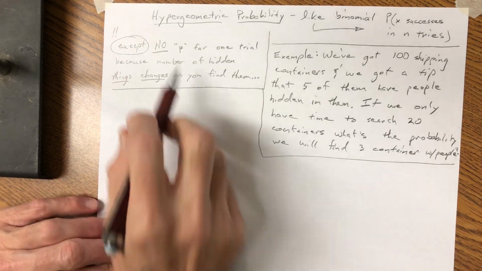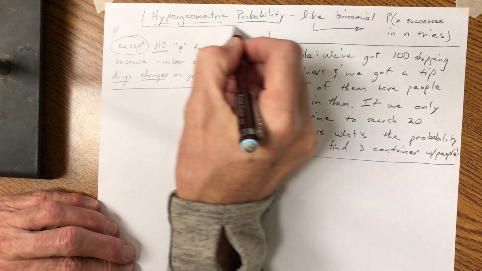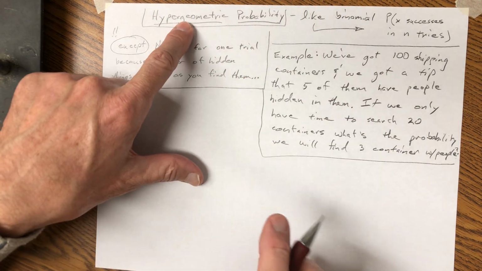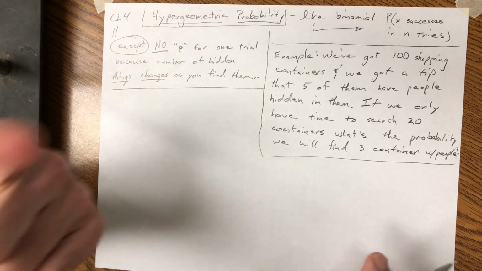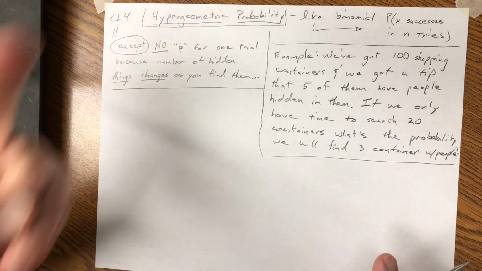Okay, let's talk about hypergeometric probability. This is another chapter 4 problem where we talked about binomial probability and Poisson probability. Today we're going to talk about hypergeometric probability.